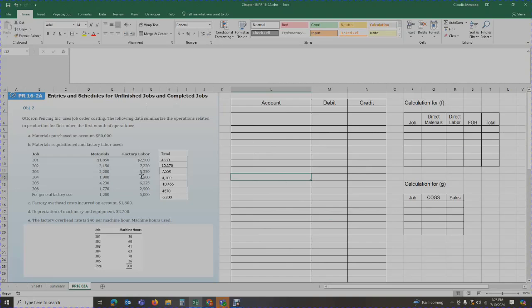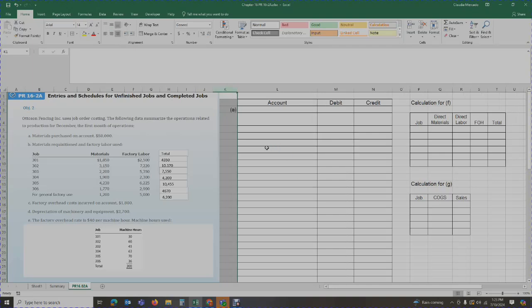Okay, and they're asking us to record the journal entries. We don't have any dates, so we're going to put the letter so we can keep track of the actual transaction that we're doing. Okay, so letter A, materials purchased on account.